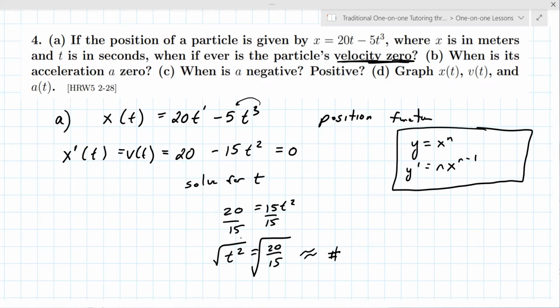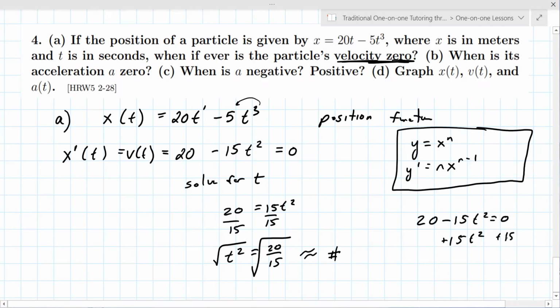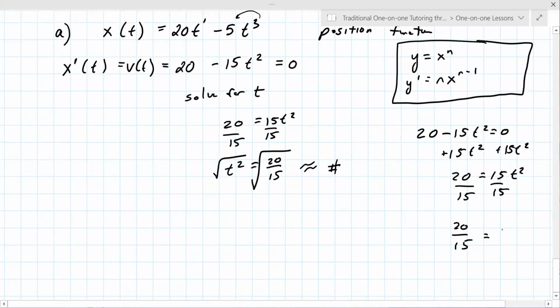How did you solve for t? You add 15 t squared to both sides: 20 equals 15 t squared. Divide by 15: 20 over 15 equals t squared. Take the square root, and you get your answer.